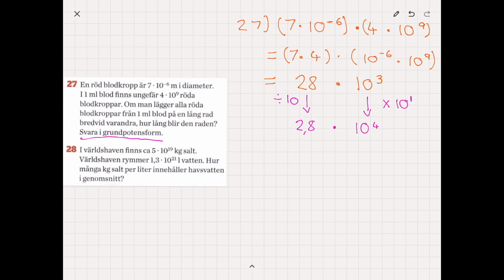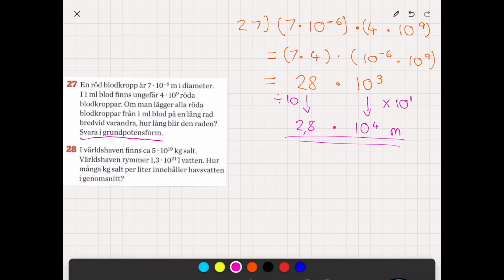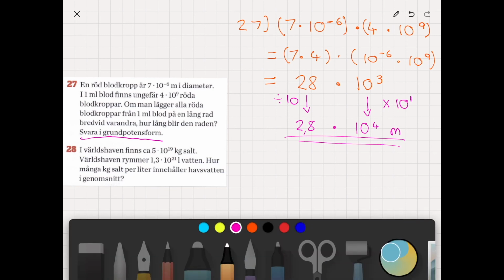And in this case, we need to respond in our units here, and that was meters. So it's fairly long. You're quite surprised here about how long it is. And that is our final answer for question 27.